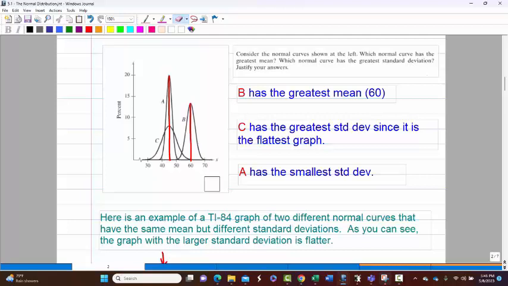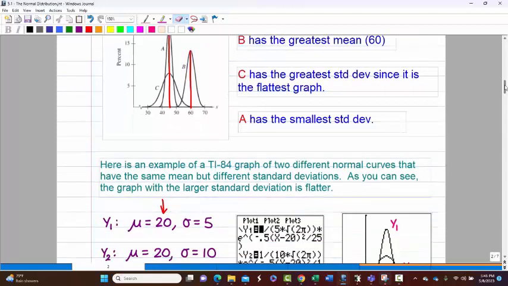And which one has the greatest standard deviation? The greatest standard deviation will be the flattest of the three graphs, and that'll be C. The one that has the smallest standard deviation would be the tallest and narrowest, and that would be A. So the taller and narrower makes it the smaller standard deviation. That's all. It's possible you could have a question like this, but it's not too difficult.